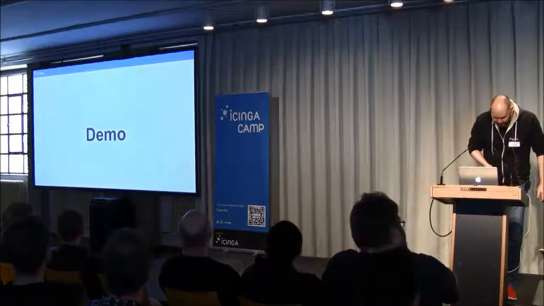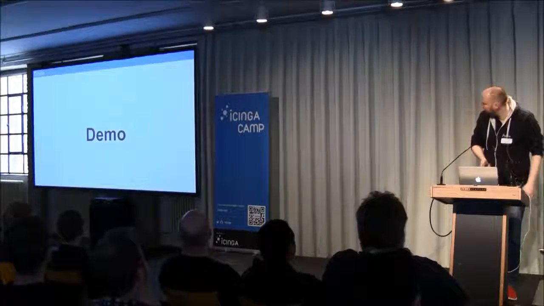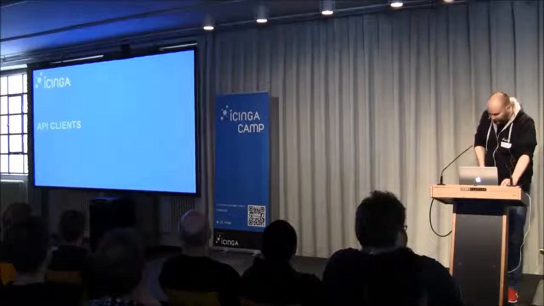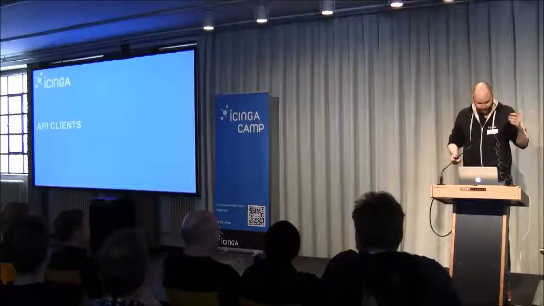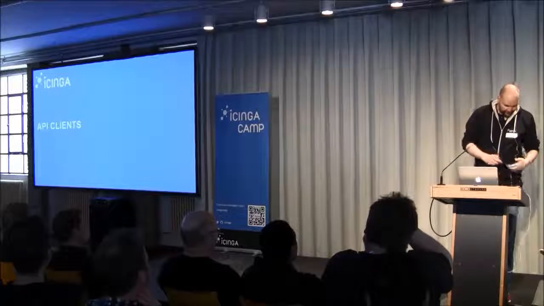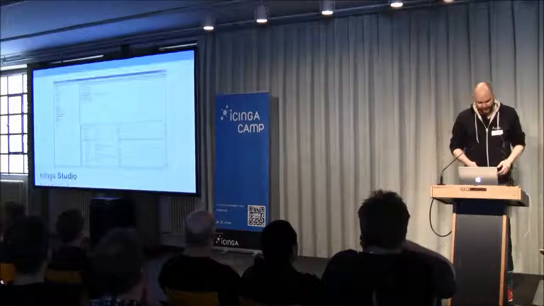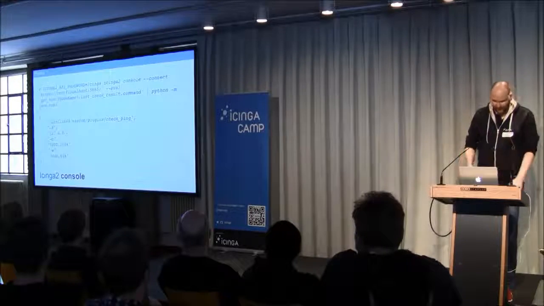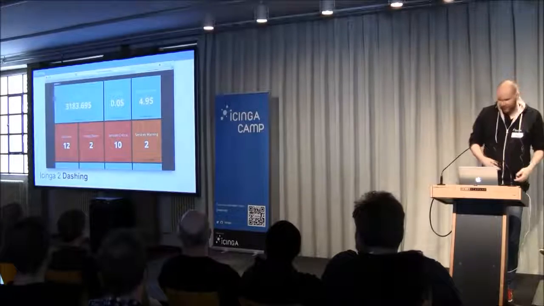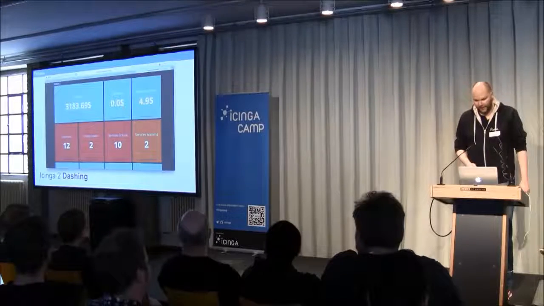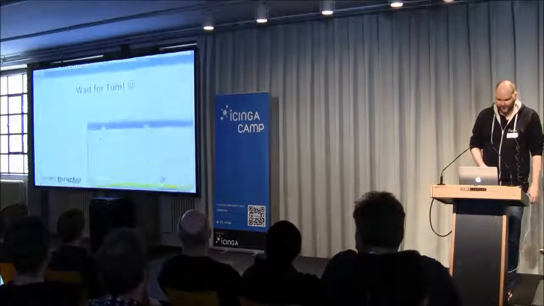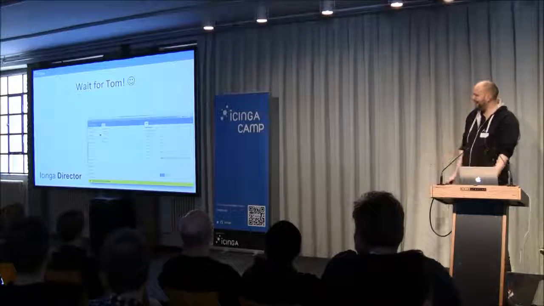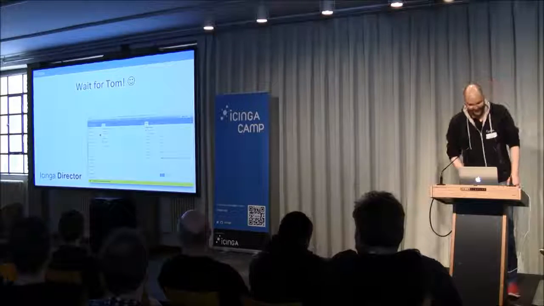So we had the demo. We created some API clients. We have seen the Icinga Studio, we have seen the Icinga 2 console. You know Dashing, you can find it on GitHub as well, so just play with it, or the Vagrant boxes. Wait for Tom for the Director, which is hopefully ready.